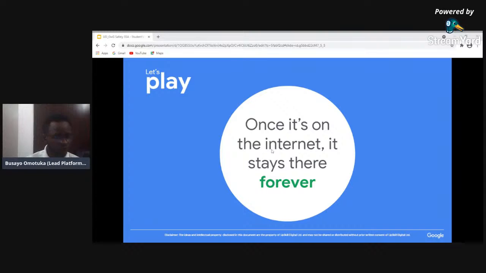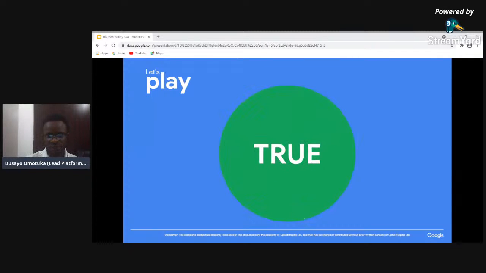Before I went off, I was talking about this game. Like I was saying, this game is going to examine how we've been doing since we started this training. The first question we have is, once it is on the internet, it stays there forever. True or false? We're going to see the answer, and like I said, I would like everyone to drop their comments in the comment box. Let me know what you think. Okay, we can say that it is true.